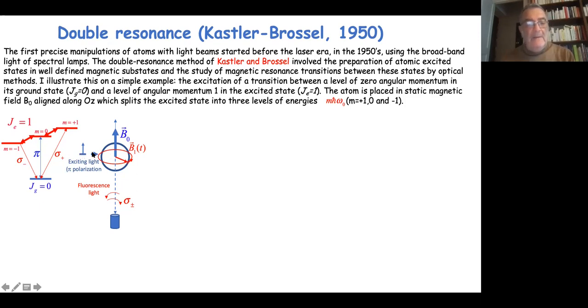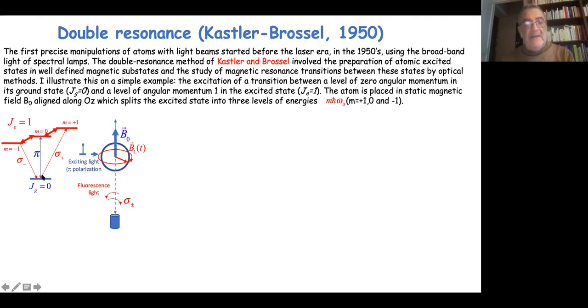I can explain what happens in a very simple configuration where the ground state has an angular momentum Jg equals 0, and the excited state has an angular momentum equal to 1, which is split in the magnetic field into three magnetic sublevels with m equal to -1, 0, and +1. The interaction between light and the atom obeys the rule of angular momentum conservation. For instance, if you excite from the ground state with a pi polarization, that is a polarization parallel to the magnetic field, this light carries 0 angular momentum along B0, which means that the only possible transition is from Jg equals 0 in the ground state to the m equals 0 state in the excited manifold.